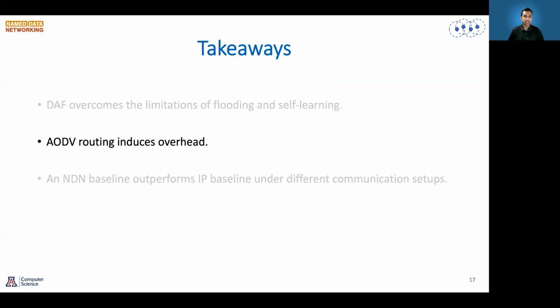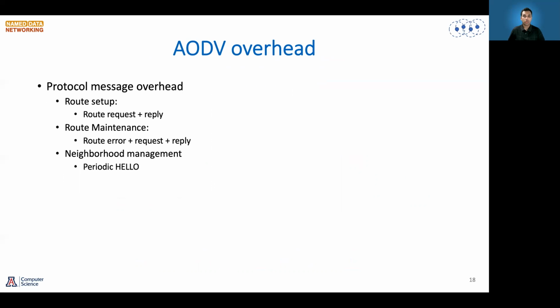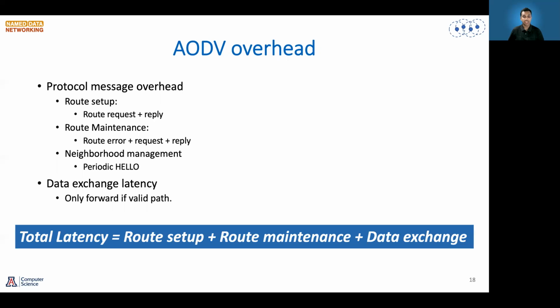Next, we show the analysis of AODV's routing overhead in MANETs and compare it against DAF. AODV routing has two distinct overheads. One is from protocol message exchange, which is used for route setup and maintenance. Moreover, request or data packets are only forwarded over a valid path, and finding and maintaining a valid path incurs added delay. Thus, total latency becomes the summation of route setup, maintenance, and data exchange. And this added latency degrades the application performance under mobility.